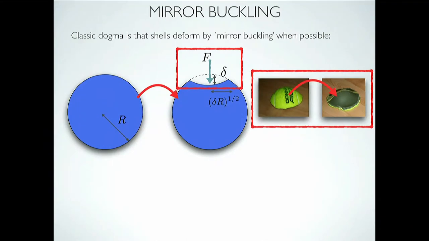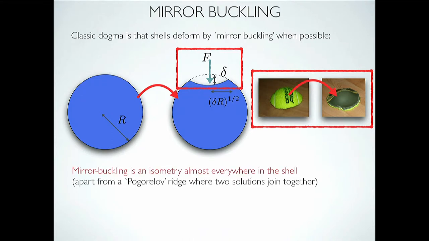So you can do some simple geometry that says, if I poke by a distance delta, then because it's a parabolic geometry, the radius of the cap that I need to turn inside out is the square root of delta times the radius. And the point is, as I told you earlier, that this mirror buckling is an isometry. It doesn't cost you any elastic energy. There's a bit of energy where I have to do the gluing, because there I'm changing the curvature very quickly. But everywhere else, it's basically isometric, and so it's free.